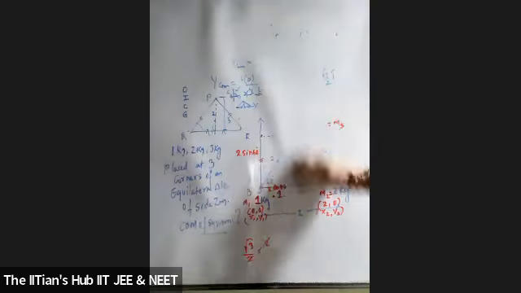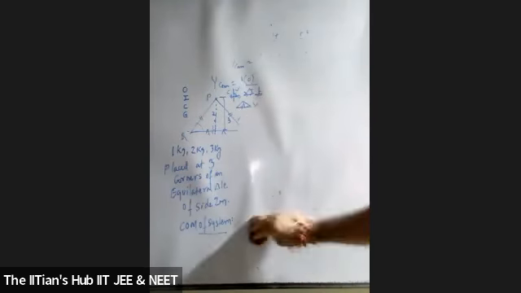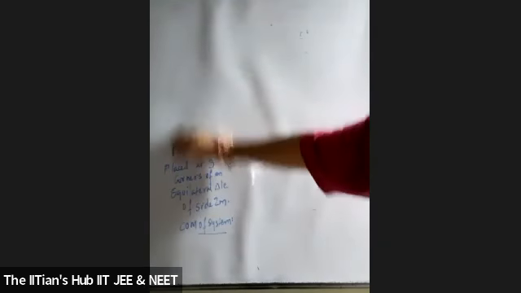So for an equilateral triangle, students, the incenter, the circumcenter, the orthocenter and the centroid are always concurrent. And whenever you go for such a triangle, the side opposite to 60 degrees is √3/2 times the hypotenuse. The side opposite to 30 degrees is half the hypotenuse.